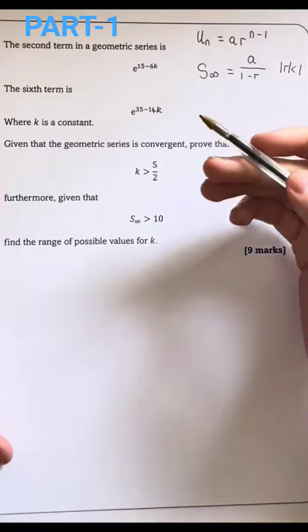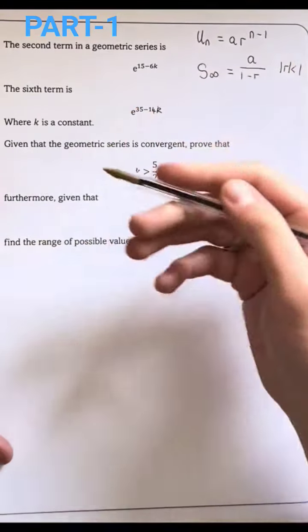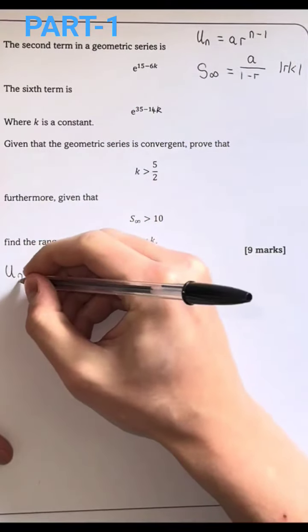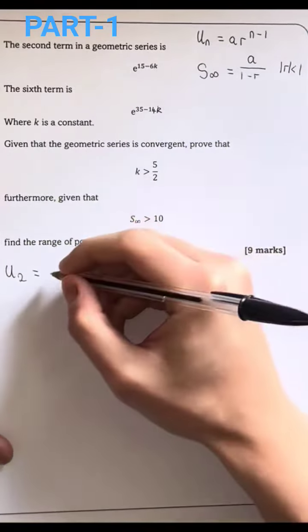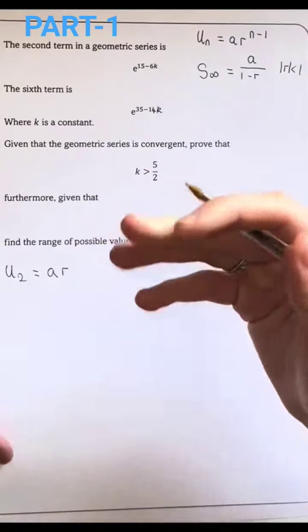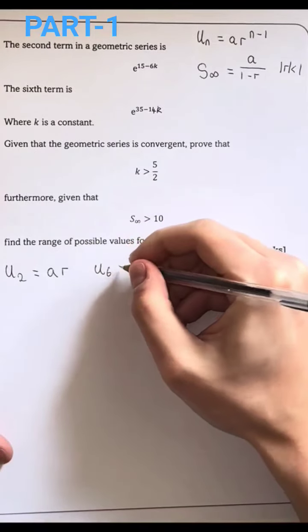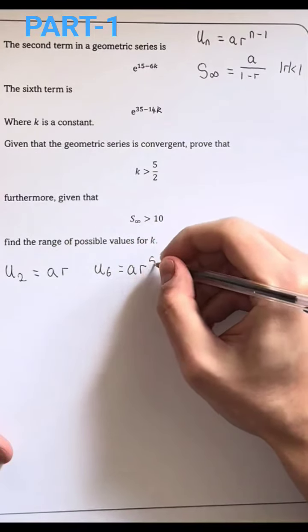So let's firstly write down the general expressions for u2 and u6, the second term and the sixth term. So u2, in terms of the general expression, is the first term times r to the n minus 1. So that's r to the 2 minus 1, but that's just 1. And u6 is just going to be a r to the 5.